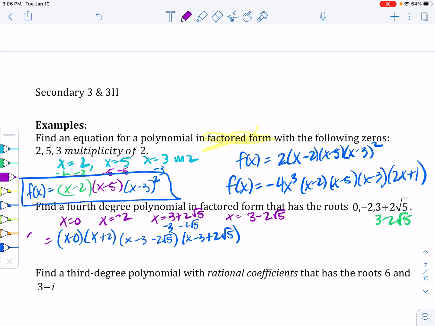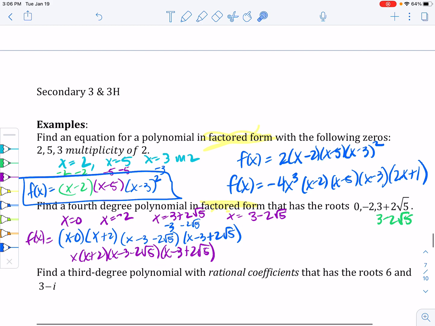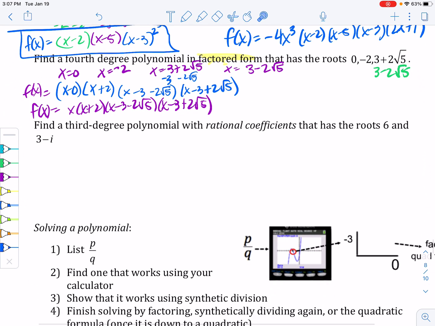Now I can write this a little bit nicer so that we've got x plus 2, x minus 3 minus 2 root 5, and x minus 3 plus 2 root 5. Okay? Again, the question asks for it in factored form, so I don't need to do anything beyond this. There's also a plethora of answers that you could have here because I can multiply any number out in front, just a scalar number with no other variable, and get a different polynomial, but where I get those same x-intercepts and it's still a 4th degree polynomial.